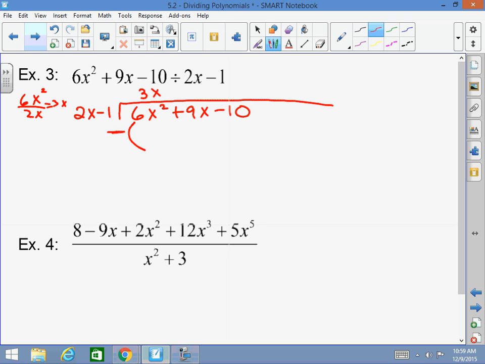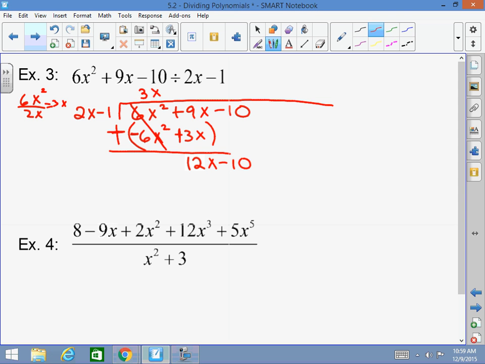Subtract the product. When the bell rings, don't go anywhere. 3x times 2x is 6x squared. 3x times negative 1 is negative 3x. Distribute this negative, so that becomes positive, this becomes negative, that becomes positive. This first term has to cancel. If it does not, all due respect, you messed up. You're left with 12x minus 10.